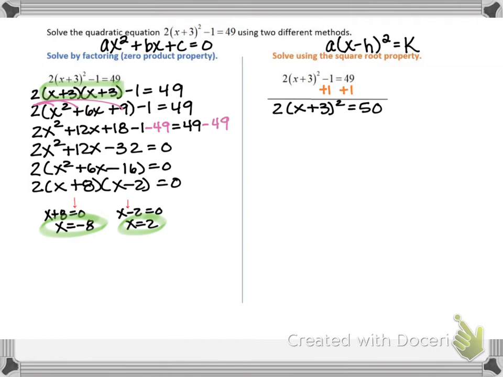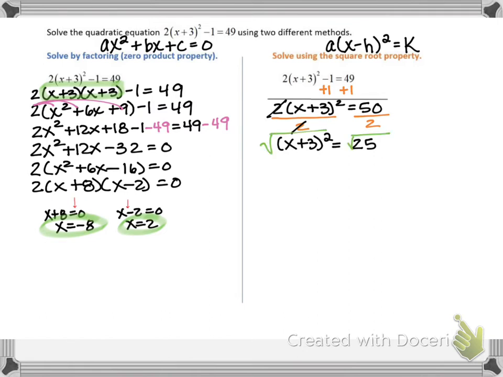Okay, so now my goal is to isolate the quantity that is being squared. Since the binomial x plus 3 is being squared, I want to divide both sides by 2 in order to isolate that binomial x plus 3. So when I divide both sides by 2, I'm left with the binomial x plus 3 squared is equal to 25. So again, your goal when you're using the square root property is to isolate the quantity that is being squared, because then you can use the square root property like this.